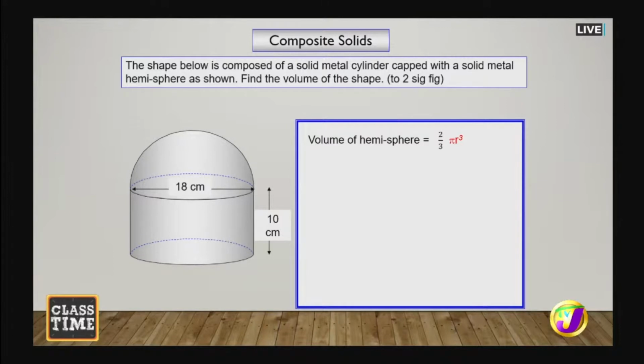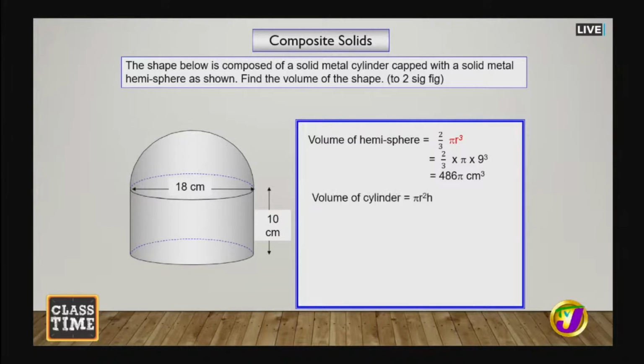2/3 pi r cubed. Now, notice our diameter is 18, and we need to use the radius. So again, we're going to have to find the radius by dividing the diameter by 2, and that is going to be 9 for our radius. Then we substitute those values in the formula, and that would give us a volume of 486 pi cubic centimeters for the hemisphere.